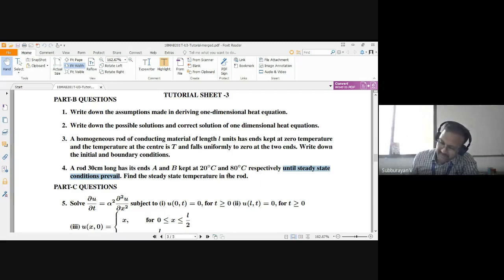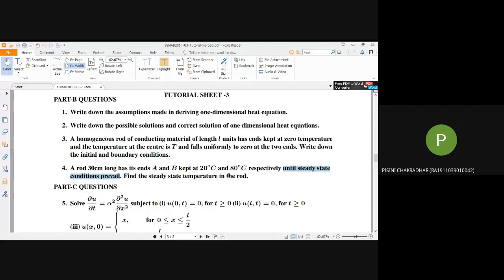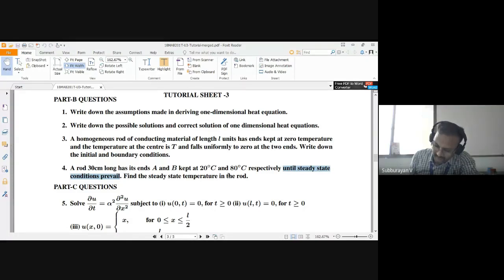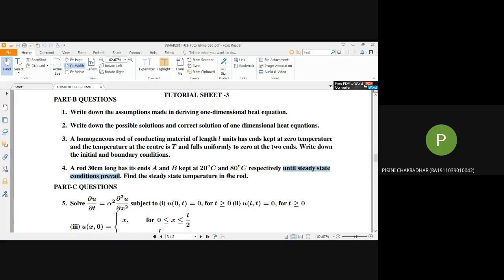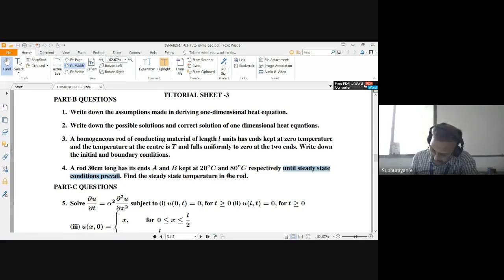Now tell me what is the boundary condition at x equal to 0? U of 0 comma t equal to 0. Very good. Second one: U of 30 comma t equal to 0. And the third condition: U of x comma 0 equal to 2x plus 20. Okay. Clear? Yes, sir.